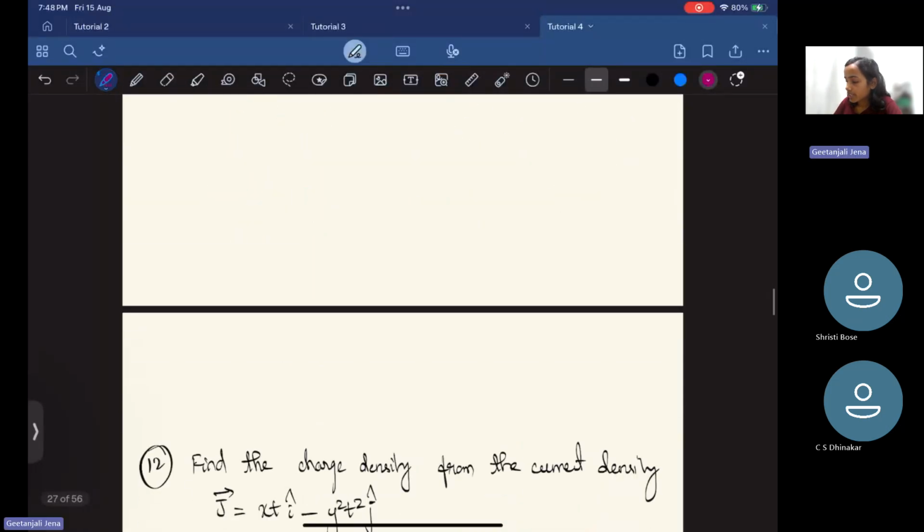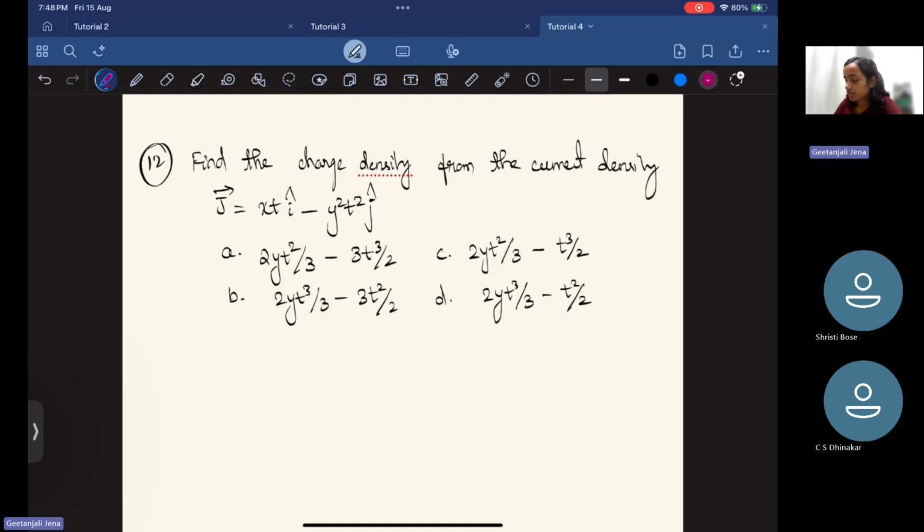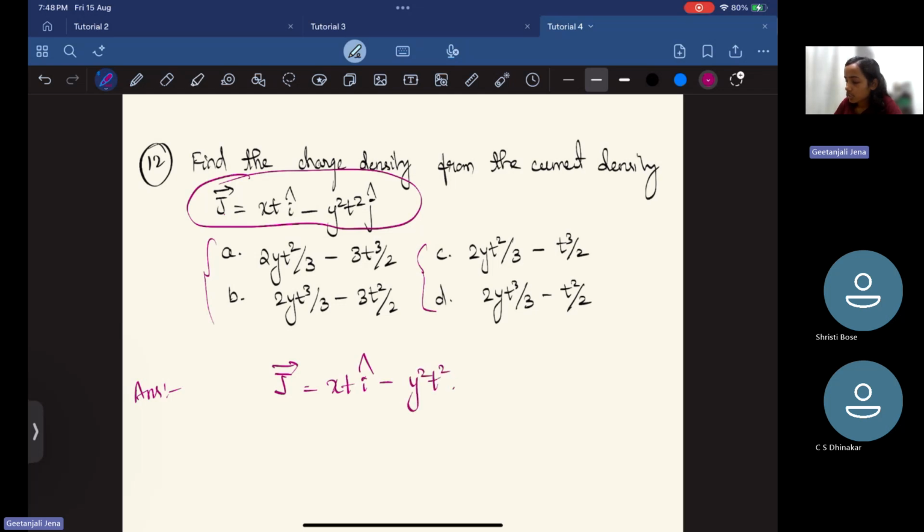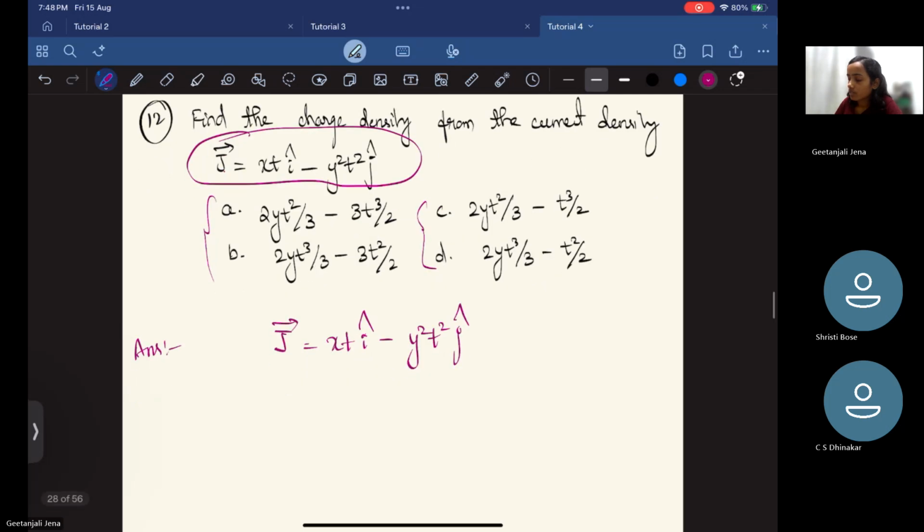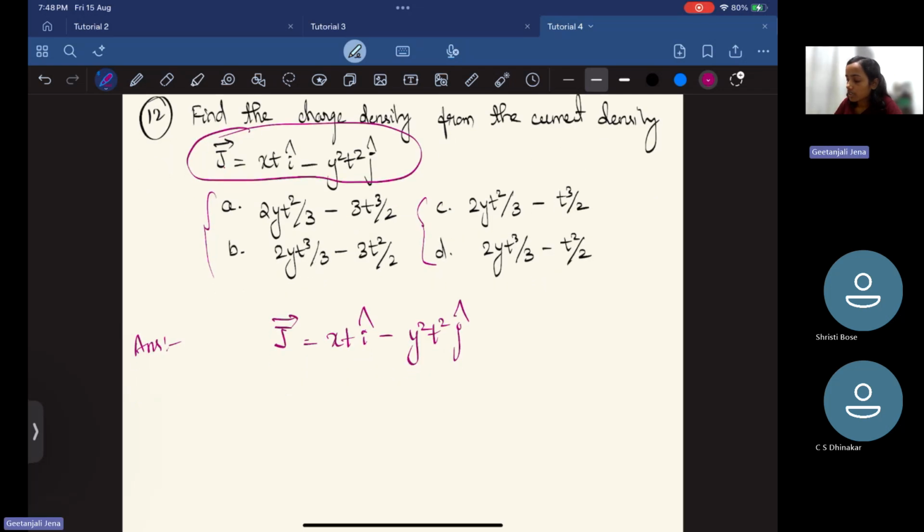Okay, let us see our next problem. It's also similar to what we have seen in question number 11. Instead of an electric field, now we have a current density J, and it is asking you to find out the charge density. Four options are given. So calculate it and let me know the answer. J is given: xt î minus y square t square ĵ. So you need to calculate what will be rho.